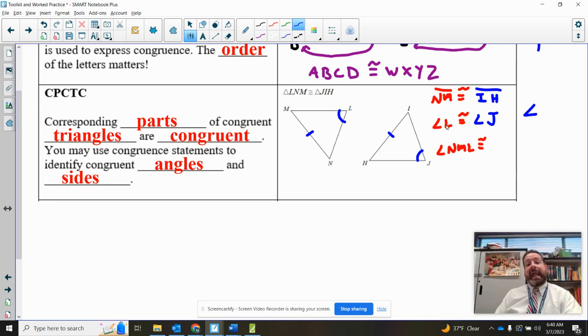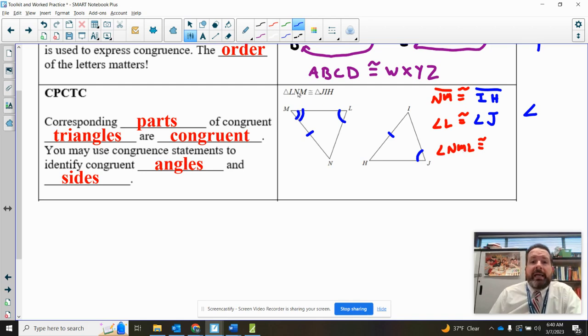Now, when you're naming angles, sometimes you'll see one letter being used. That is the vertex of the angle, so we're talking about that one. Sometimes you'll see three letters being used. Angle NML is the angle you get when you start at N, go to M, and then go to L. So it's going to be this angle here.